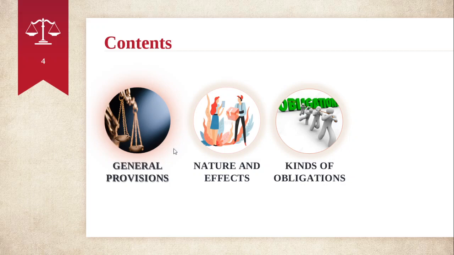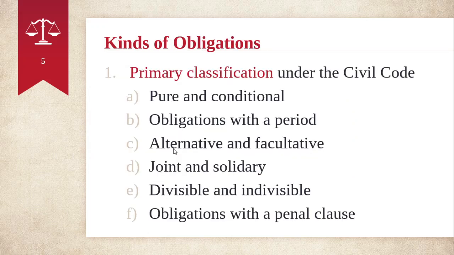And when we talk about kinds of obligations, we have these classifications. We have the primary classification. We have these 6. Okay? It is written here in the Civil Code. In fact, there is a specific section for these following kinds of obligations. The first section, or section 1, talks about pure and conditional obligations. The next talks about obligations with a period, alternative and facultative, joint and solidary, divisible and indivisible obligations with a penal clause. Actually, if you are going to look at these kinds of obligations, you will have an idea already.